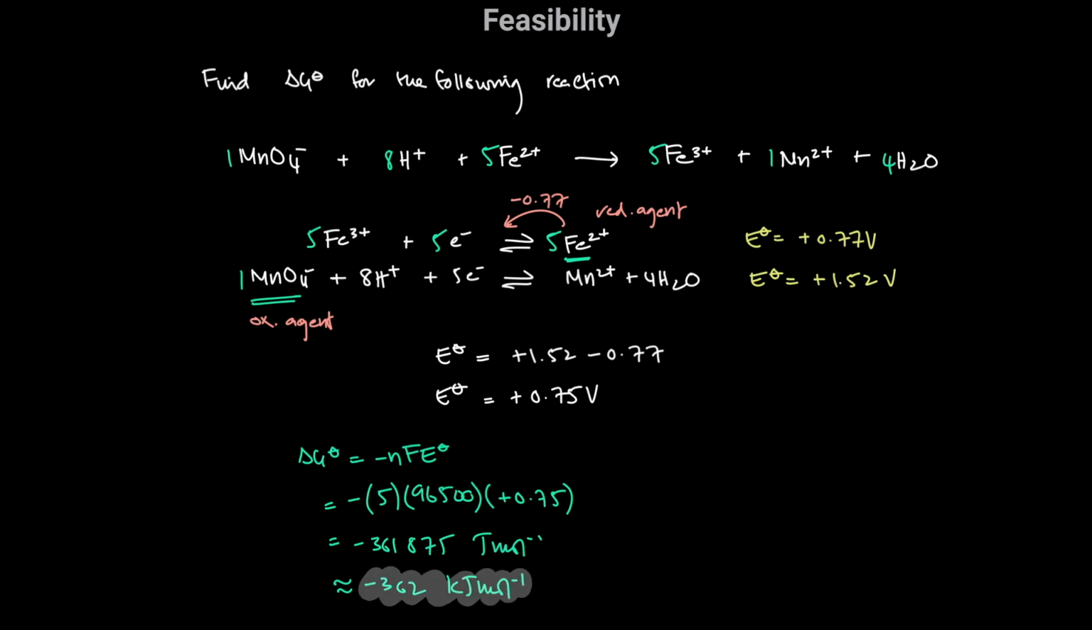So again, we can say that because the EMF of this reaction was greater than 0, the standard Gibbs free energy change will be less than 0, and therefore we can say that the reaction is feasible.